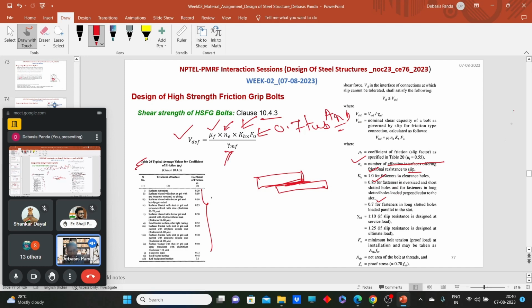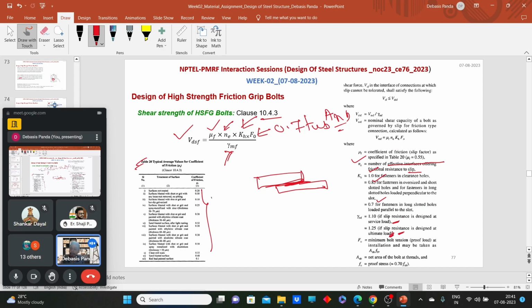So what I said, we can have two kinds of connections: one where the slip is restricted, and one where slip can occur, then the bolt will act as a bearing type bolt. When the slip resistance is designed at service load, then the gamma mf factor should be taken as 1.1, and when the slip resistance is designed at ultimate load, then this gamma mf factor should be taken as 1.25. That means if we consider that up to the service load there will be no slip, and if the load exceeds the serviceability limit, then slip may occur. For this condition, we have to take 1.1.